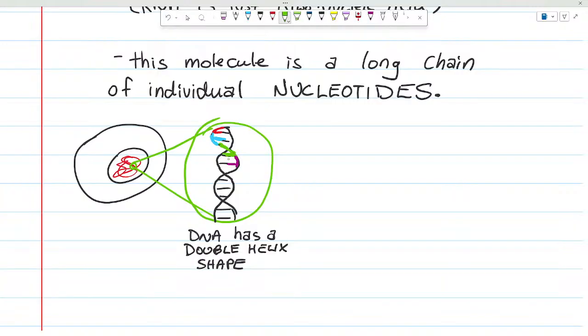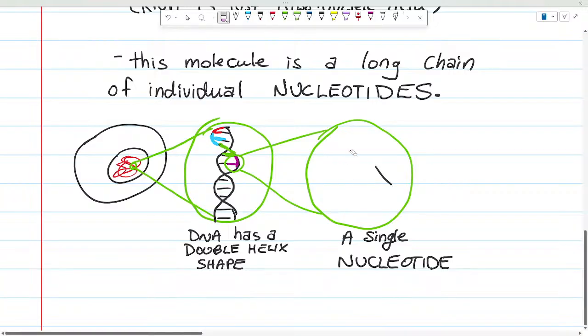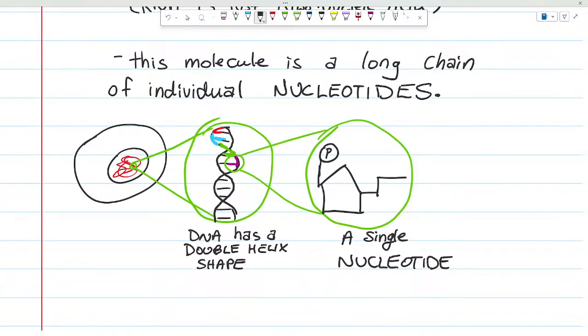And if we were to zoom in on just one of those, we would see that DNA is made of individual nucleotides. And a single nucleotide has 3 parts to it. All right? And again, this is a little bit more than you need to know, but it's not a big deal. It's very doable. It's got a phosphate group, which is connected to a sugar, which is connected to a base.